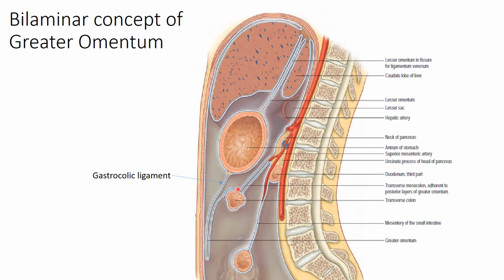And the posterior lamina of the posterior sheet, since it is in close approximation to the transverse mesocolon, is attached or fused to this transverse mesocolon. So that's how this peritoneal connection between the inferior surface of the lesser curvature up to the transverse colon forms this ligament, which is known as the gastrocolic ligament.